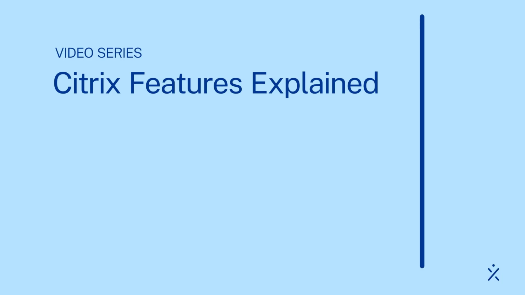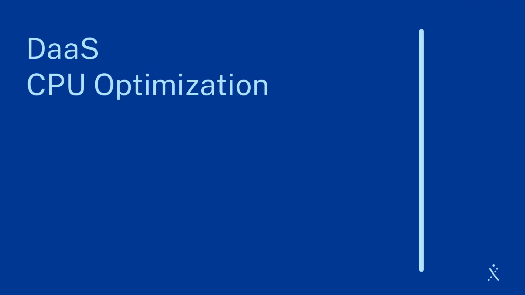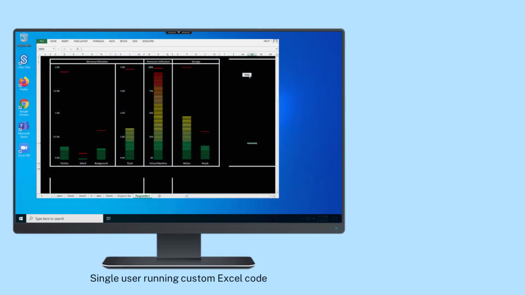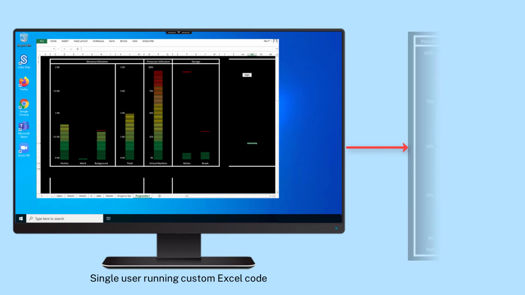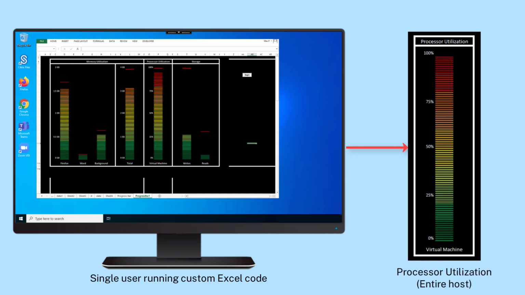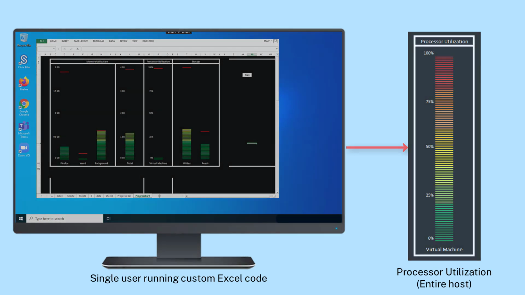When using a multi-user operating system within DaaS and VDI, users share CPU resources. Citrix incorporates intelligent CPU optimization to improve how processor resources are shared. The CPU optimization capability monitors each process, looking for instances monopolizing the CPU. Once found, the CPU priority for that process is dynamically lowered.